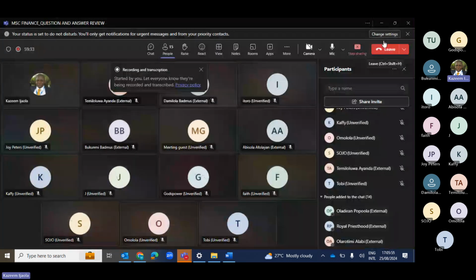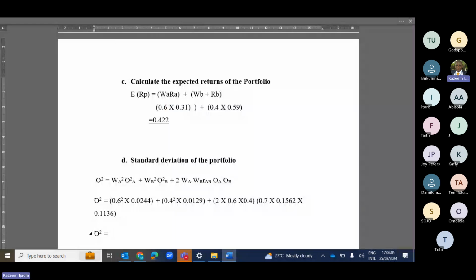So I'm doing it now. 0.6 squared multiplied by 0.0244, plus open a bracket 0.4 squared multiplied by 0.0129 close the bracket, plus open a bracket 2 times 0.6 times 0.4 close the bracket, open another bracket, 0.7 times 0.1562 times 0.1136 close the bracket, is equal to, so I got... what is the answer for this? I think I'm not correct.